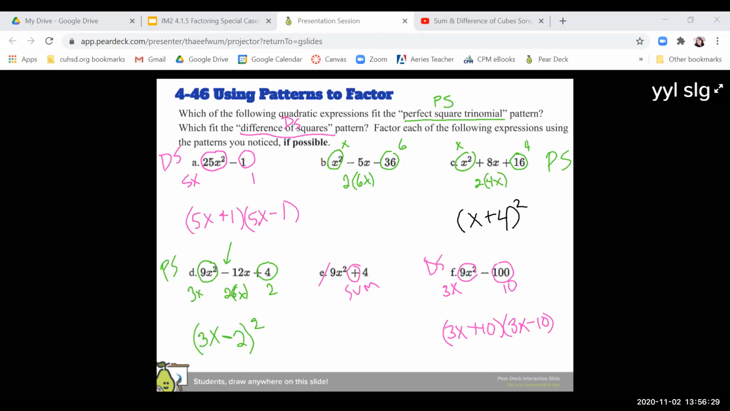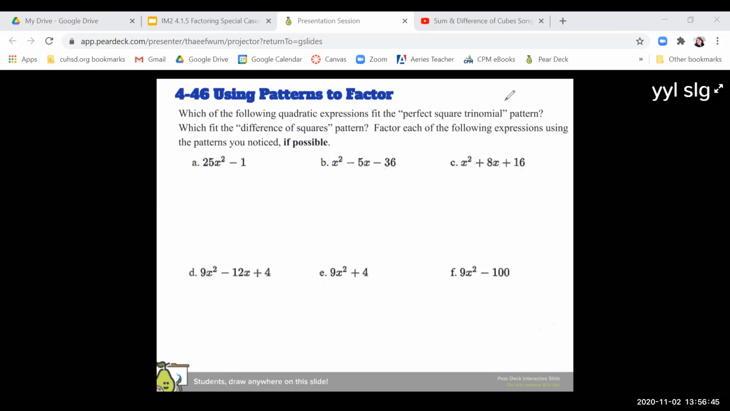All right, so go ahead and finish up getting your notes down. I'm going to erase it in like 5 seconds. Hopefully this feels okay.